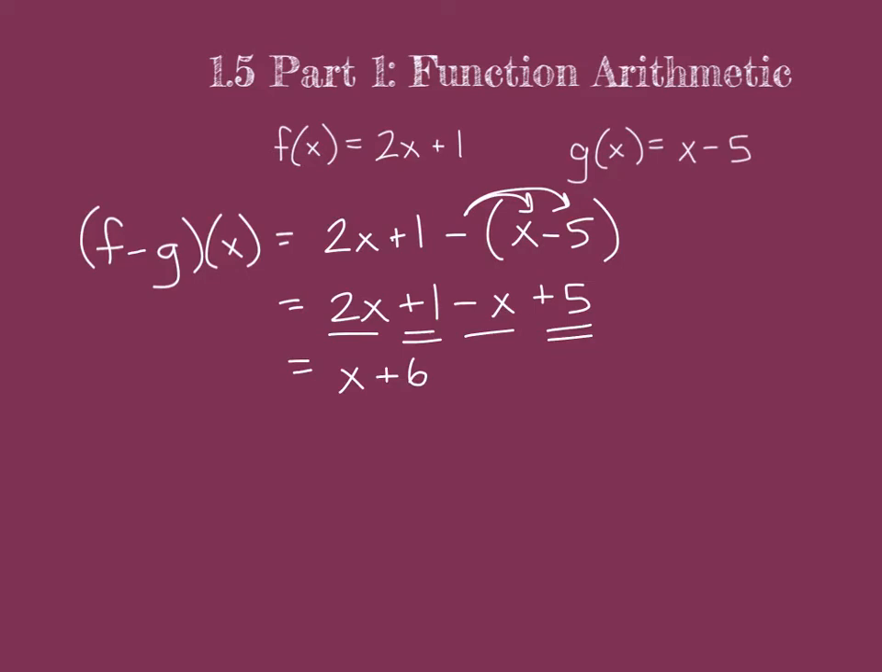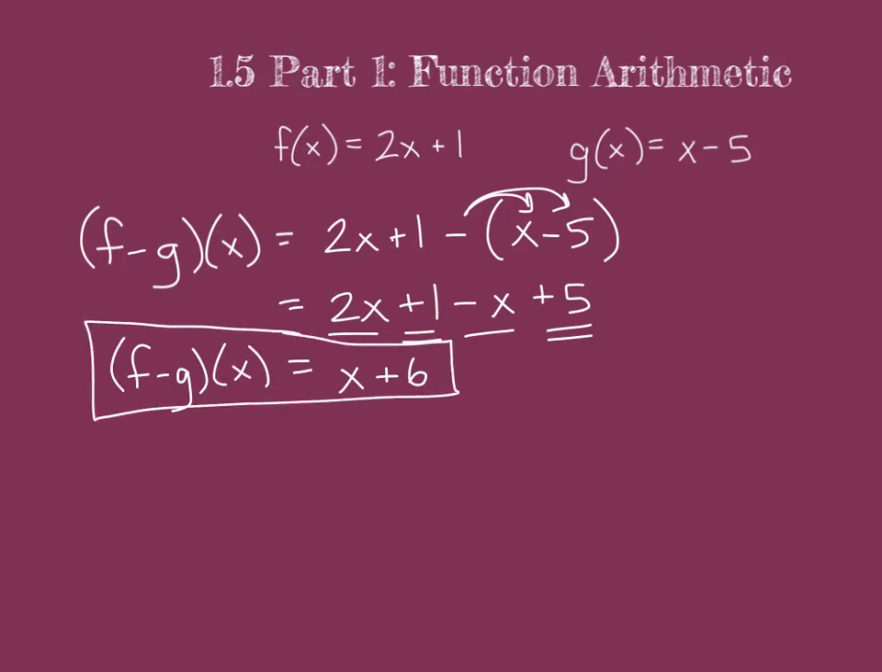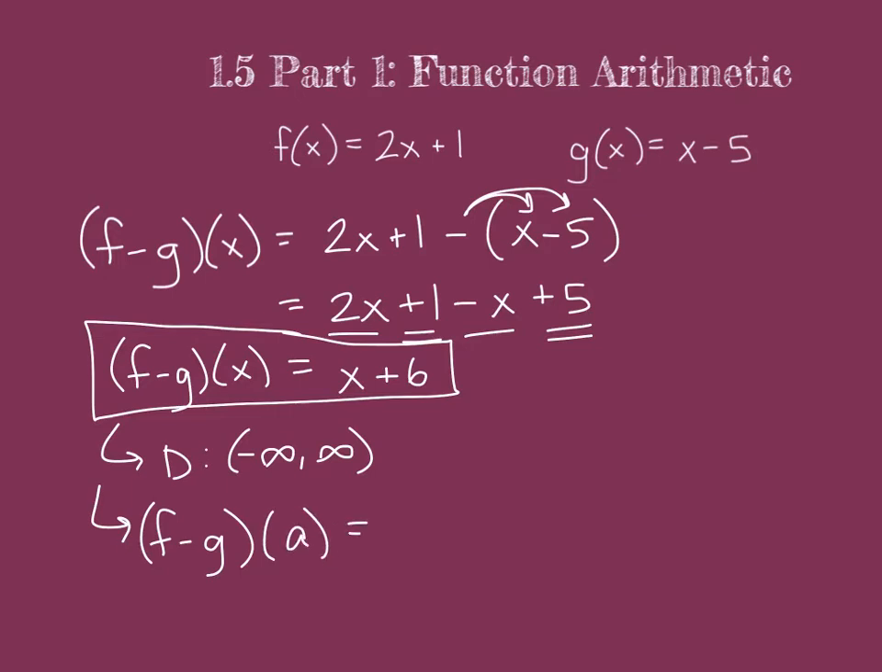So our new function, f minus g, is again just a linear polynomial, and it's nothing crazy. So its domain, once again, is still all real numbers, and then we can evaluate it at really anything. So this time let's evaluate at a variable. Let's evaluate at a. So that means I'm going to plug in an a here for x, and so when we evaluate at a, we'll have a plus 6.